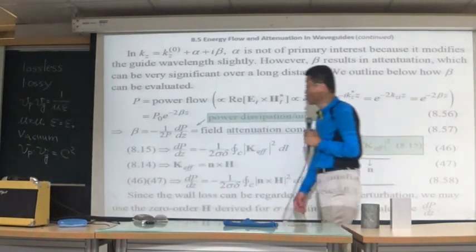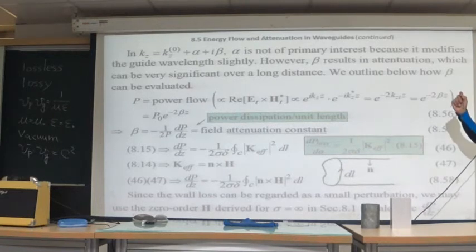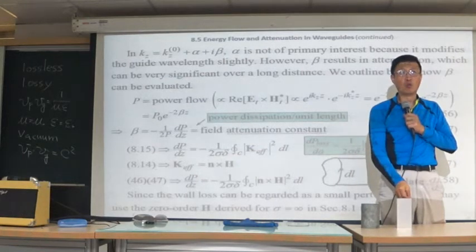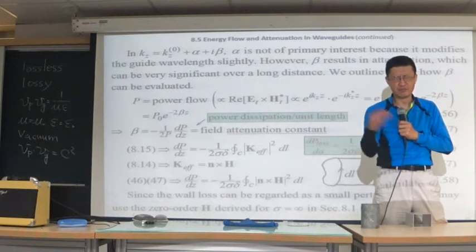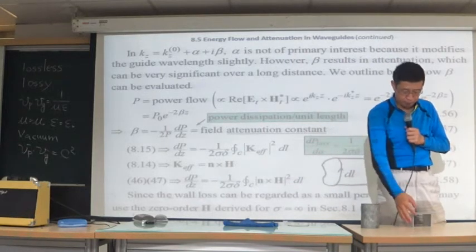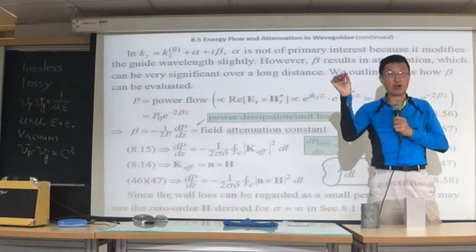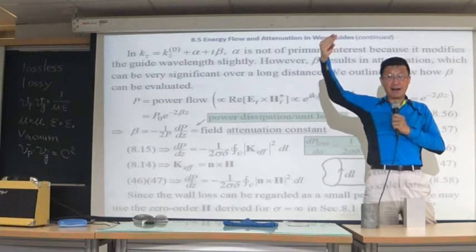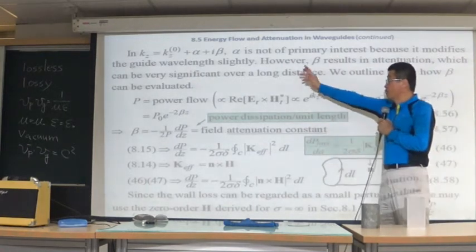Okay, so have a closer look. Kz alpha is not of primary interest. Alpha just changes a little bit. For this kind of waveguide, alpha is roughly about 1 micron. If this is 10 meters, 1 micron is not important at all. However, if this one is 1 millimeter and alpha is 1 micron, then it's very important. So at higher frequency, alpha will become very critical. For lower frequency, you can skip alpha.